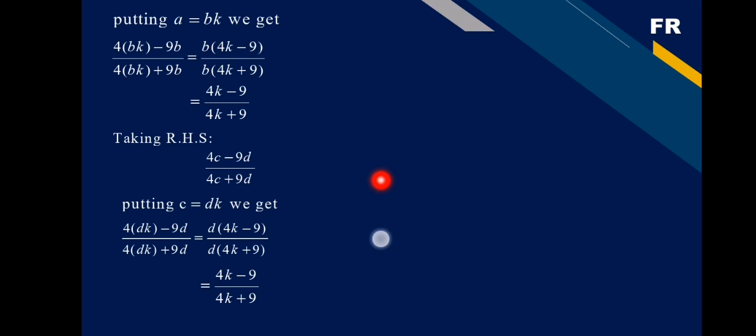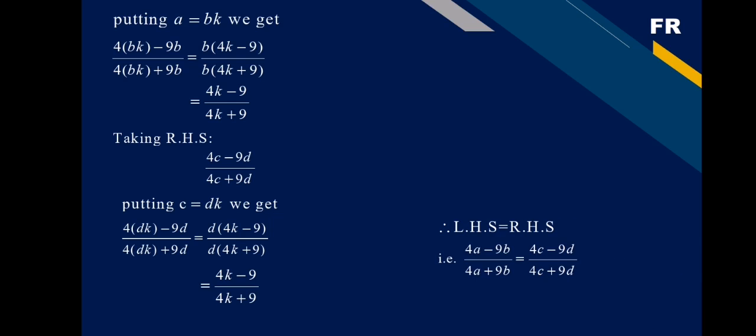Here you can easily observe that the left hand side resulted in 4K minus 9 by 4K plus 9 when we put the value of A as equal to BK. Similar is the case with the right hand side. The resultant term of the right hand side is also the one which was on the left hand side, which shows that our left hand side is equal to right hand side, or we can say 4A minus 9B by 4A plus 9B is equal to 4C minus 9D by 4C plus 9D, hence proved.